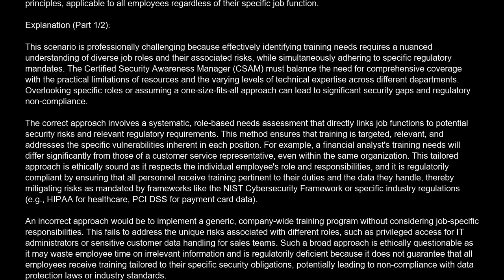The Certified Security Awareness Manager, CSAM, must balance the need for comprehensive coverage with the practical limitations of resources and the varying levels of technical expertise across different departments. Overlooking specific roles or assuming a one-size-fits-all approach can lead to significant security gaps and regulatory noncompliance. The correct approach involves a systematic, role-based needs assessment that directly links job functions to potential security risks and relevant regulatory requirements. This method ensures that training is targeted, relevant, and addresses the specific vulnerabilities inherent in each position.